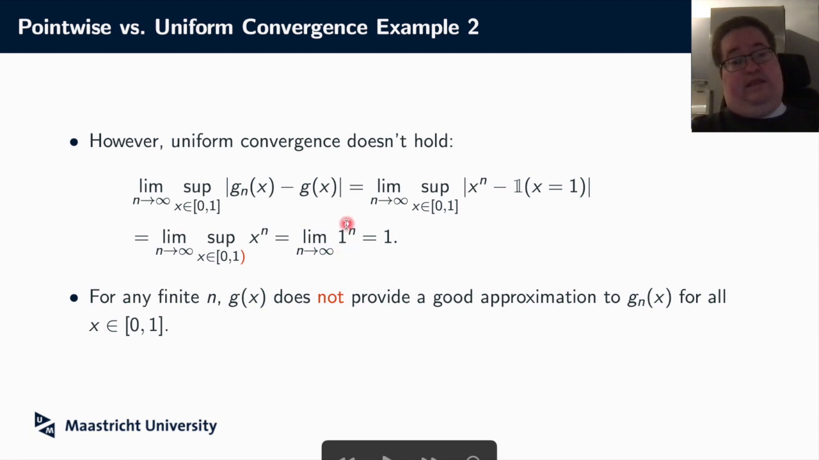I have not taken the limit yet. But of course, taking the limit for n to infinity of just the number 1 remains 1. So here we have a non-zero limit for the supremum. So we don't have uniform convergence. And in fact, what we will see is that indeed this function g of x does not provide a good approximation to gn of x for finite n.